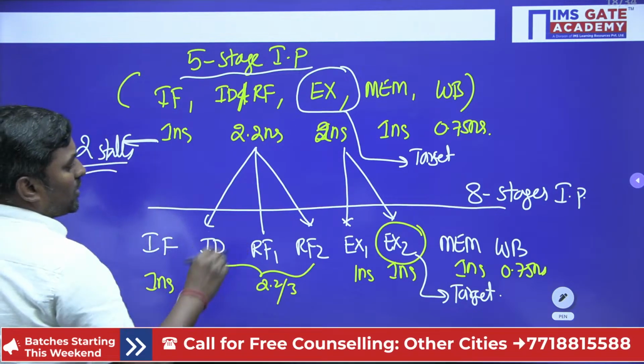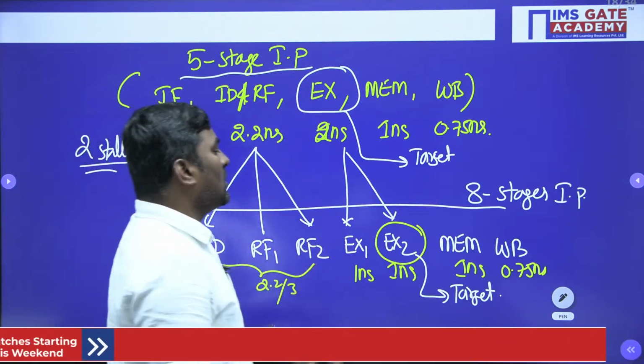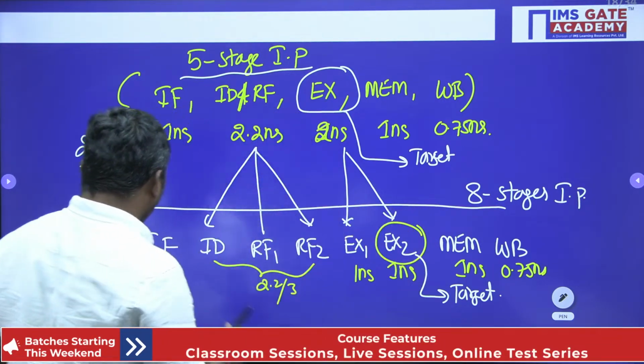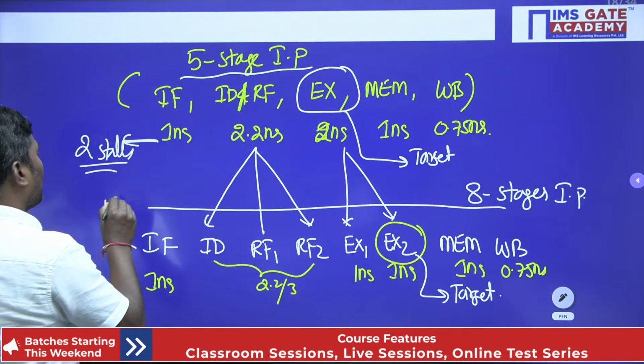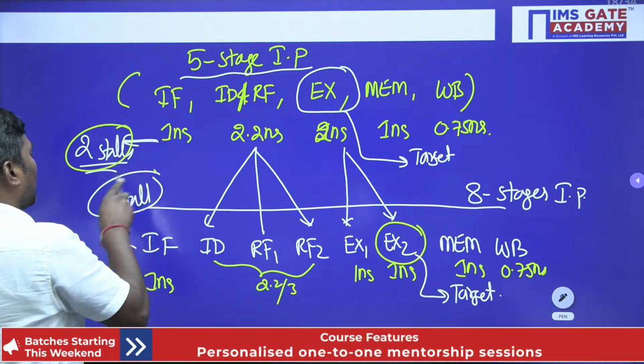Yes. For the new design, what is the stage number? 1, 2, 3, 4, 5, 6. So the 6th stage is the address generator, meaning 6 minus 1. In this case, how many stalls will happen? 5 stalls will happen. This is the information we observed. Here are 2 stalls, here 5 stalls.